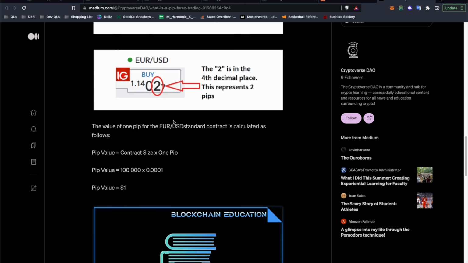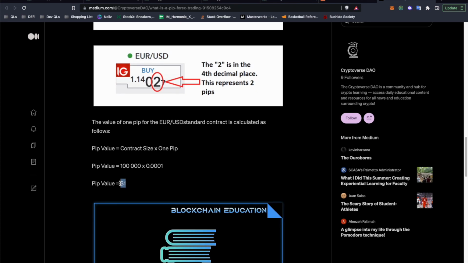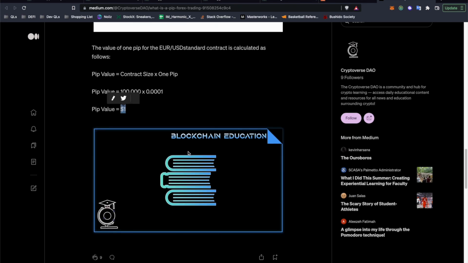So that's a good example, actually. This right here is a good formula for this specific pair. The value of 1 pip is calculated as follows. Pip value equals contract size times 1 pip. So it's the size of the contract, basically. That's the pip value. 100,000 times, all right, so you move it to the fourth decimal place, which means the value of a single pip is $1 US. Okay, no, that makes sense. That makes sense.